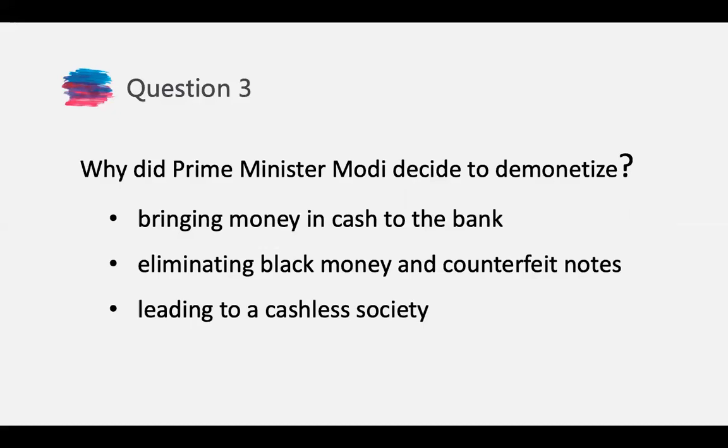The circulation of this money in the market would help the economy. Demonetization would help eliminate black money and counterfeit notes. Demonetization would also lead to a cashless society, which the government was aiming to do. The intent was good. The implementation could have been done better.